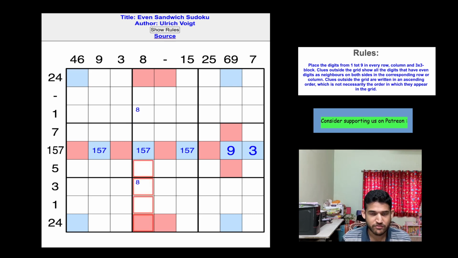So that would give you a total of 5 even digits in that column. So clearly 8 is in one of these cells, which means you have 3 evens already, and the 4th even is either in this cell or this cell, right? The 4th even. So clearly these two will always be odd. Very nice.